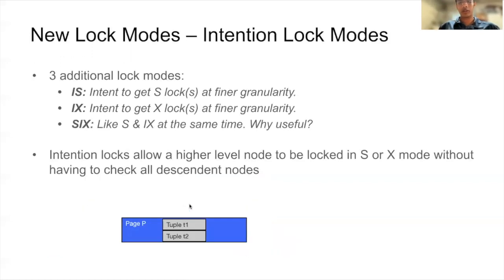There's 3 additional lock modes that we're going to introduce. Number 1 is IS, intent to get S locks at finer granularity. Number 2 is IX, an intent to get an X lock at the finer granularity. And number 3 is a SIX lock, which is like S and IX at the same time. You might ask why this is useful.